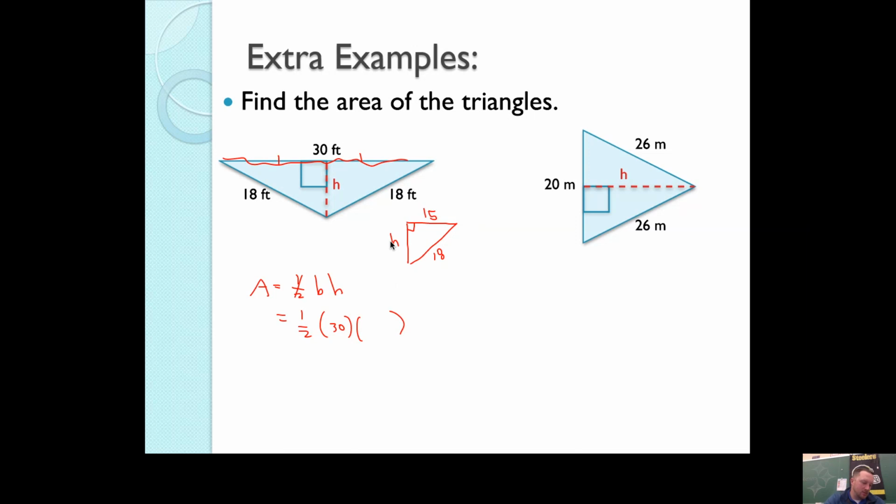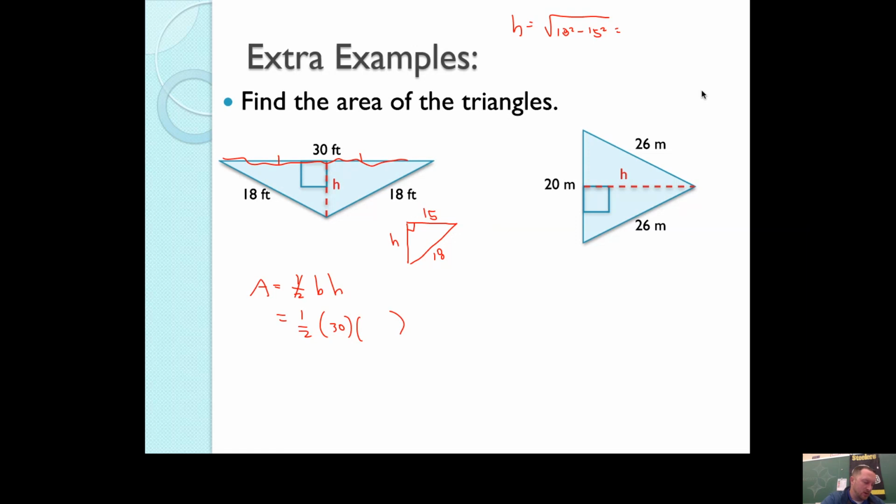Well, you could spend some time looking at your triples if you like. Now, if you don't find a triple in 5 to 10 seconds, maybe it's better to just type it into your calculator. The height for this one, that's a leg. So I'm going to take 18 squared minus 15 squared to get my answer. Now, if I type that into my calculator and take the square root, it's going to give me a decimal. I want the exact height. So I need to use simplest radical form, which again is another skill that we practiced.